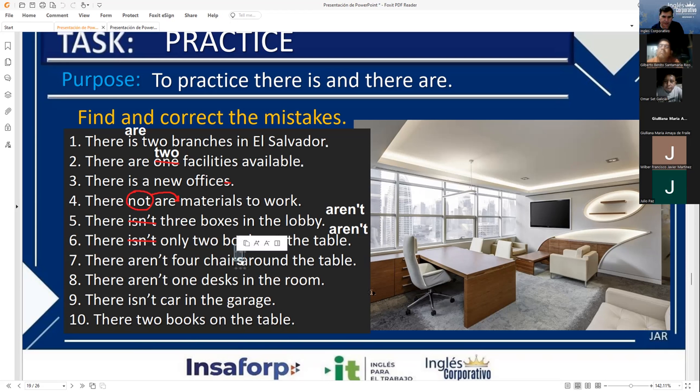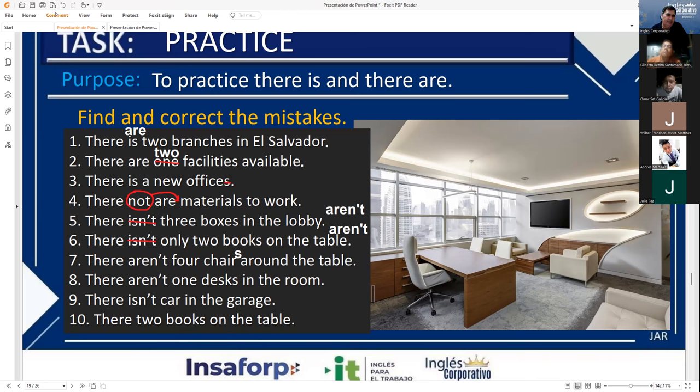Let's put it high so you can see. There aren't four chairs around the table. There aren't four chairs around the table. And this one is the reason, right? There isn't one desk. Two.